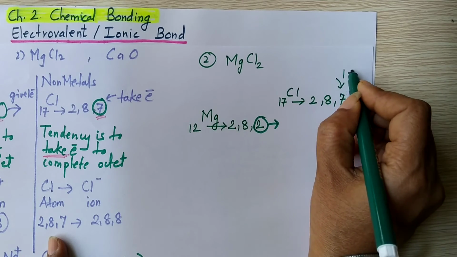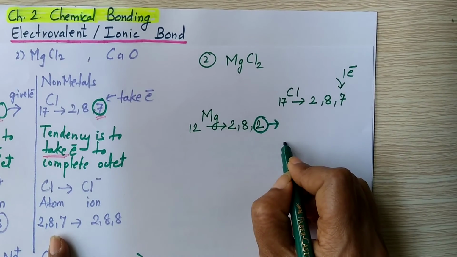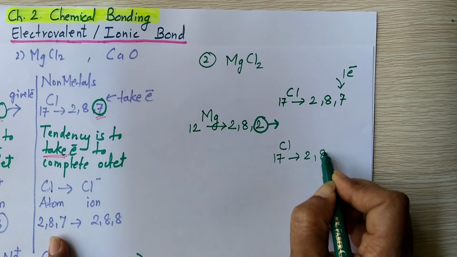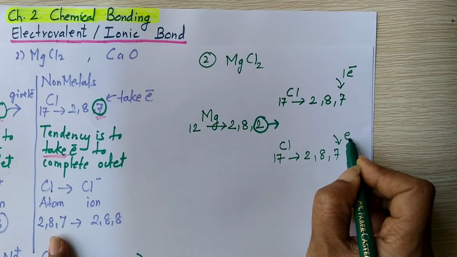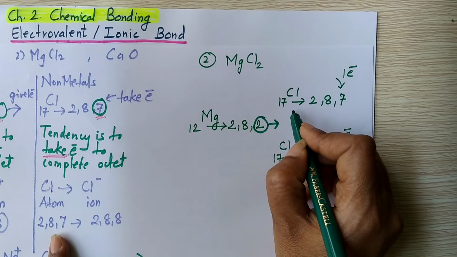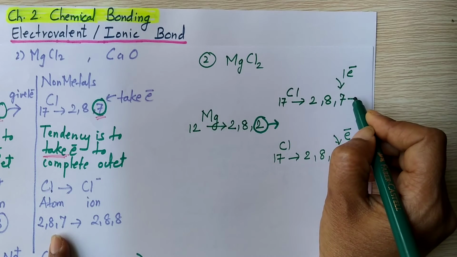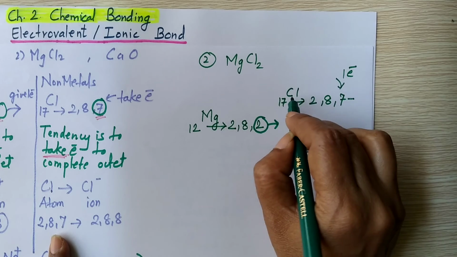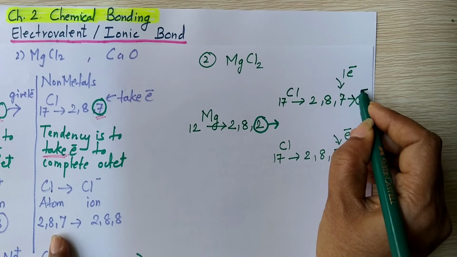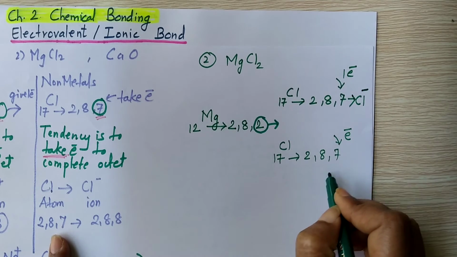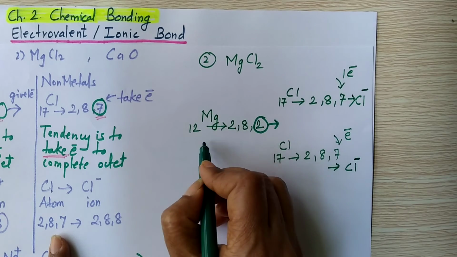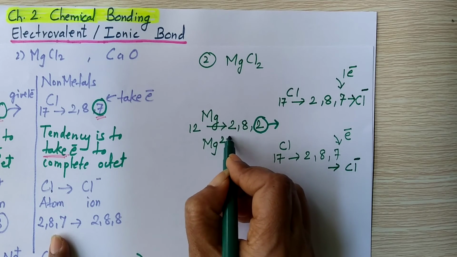This will take 1 electron. Now one more chlorine is required because it is giving 2 electrons. So one more chlorine is there and it also takes 1 electron. After taking 1 electron, chlorine turns into Cl minus. This chlorine also takes 1 electron and it turns to Cl minus. This gave away 2 electrons and it becomes Mg2 plus.